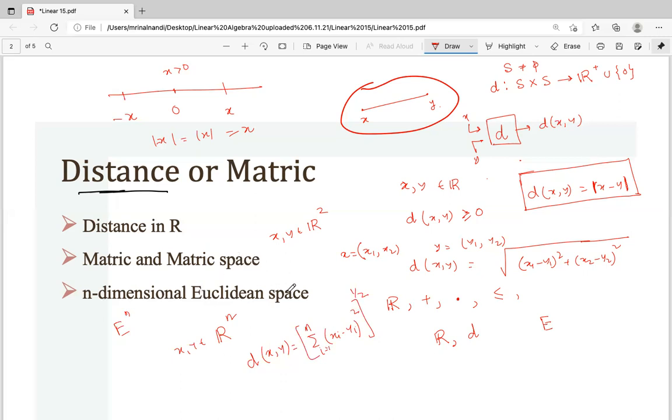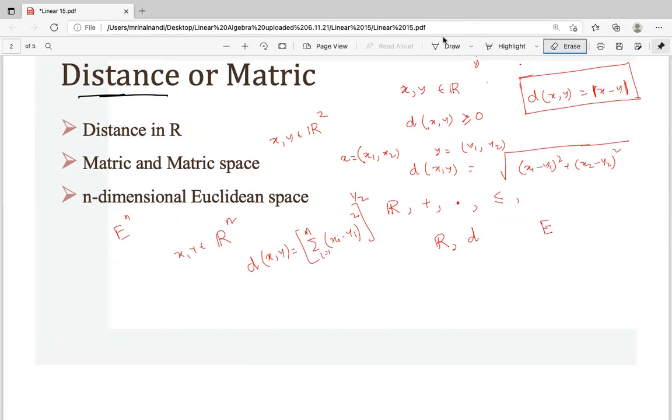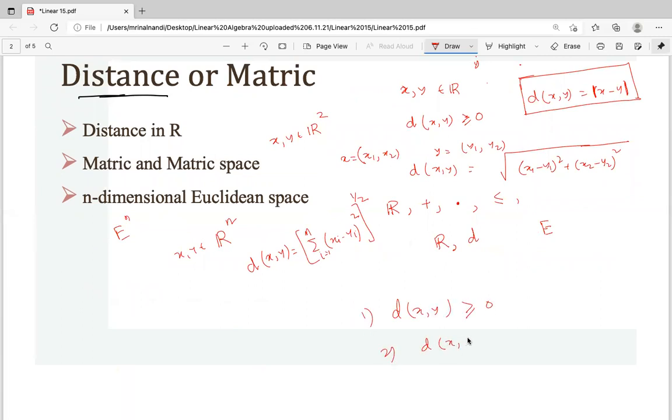So what is distance? Distance has actually three things. Distance must be greater than or equal to 0. It's a real number greater than or equal to 0. Distance between any two numbers must be greater than or equal to 0. Next, the distance between x and y is 0 if and only if x equals y.